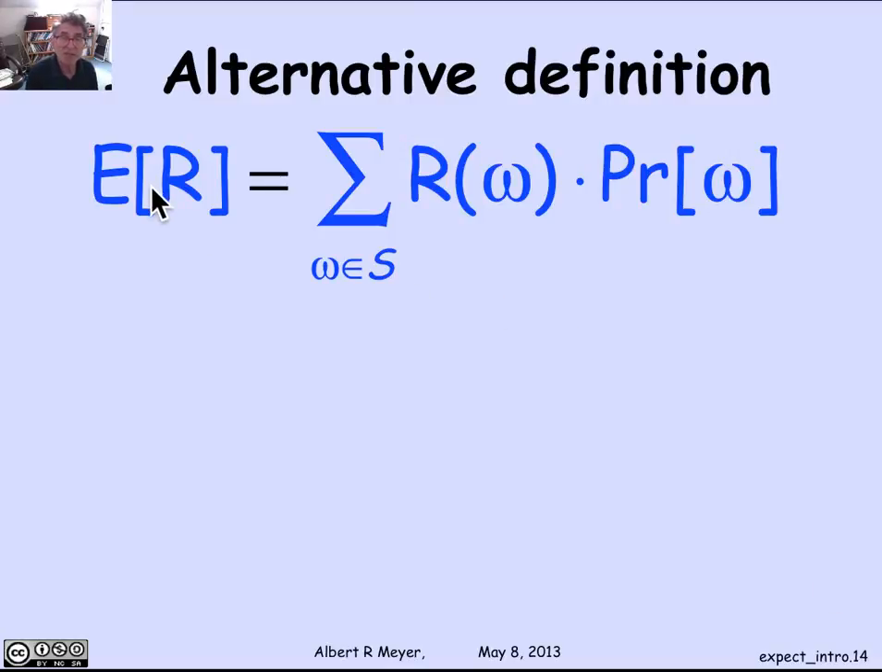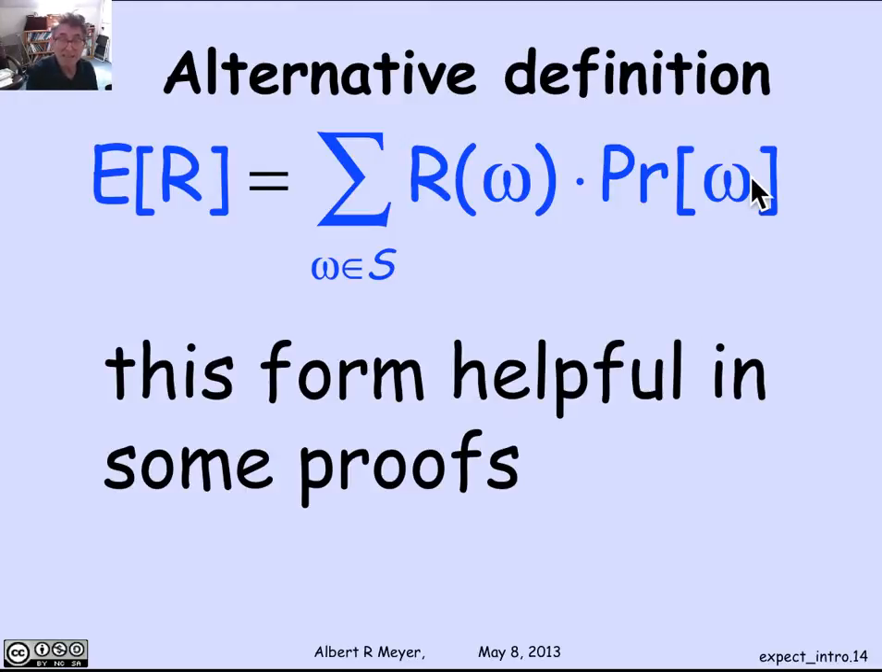Now, there's a technical result that's useful in some proofs, and that says that there's another way to get the expectation. The expectation can also be expressed by saying it's the sum over all the possible outcomes in the sample space, S is the sample space, of the value of the random variable at that outcome times the probability of that outcome. So this is an alternative definition, compared to saying that it's the sum over all the values times the probability of that value. Here it's the sum over all the outcomes of the value of the random variable at the outcome times the probability of the outcome. It's not entirely obvious that those two definitions are equivalent. This form of the definition turns out to be technically helpful in some proofs, although outside of proofs you don't use it so much in applications. But it's not a bad exercise to prove this equivalence.